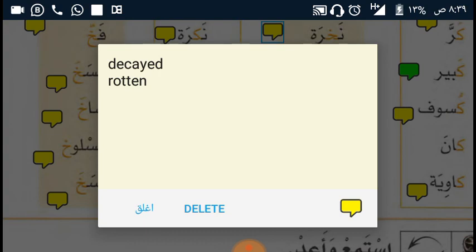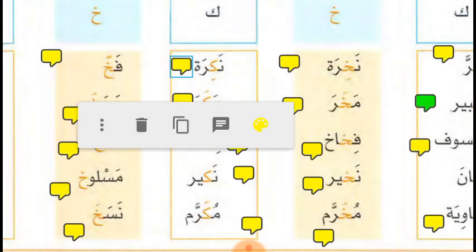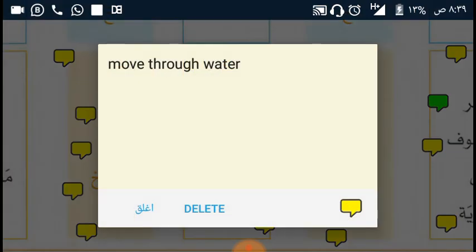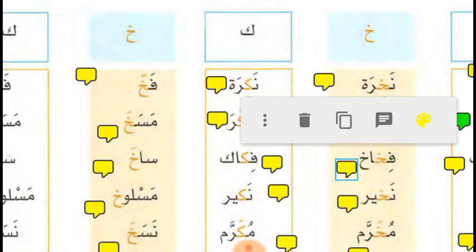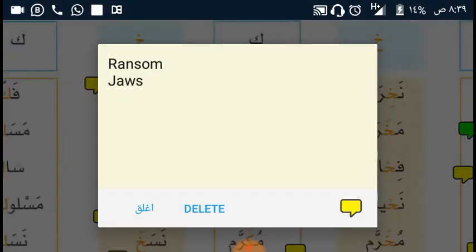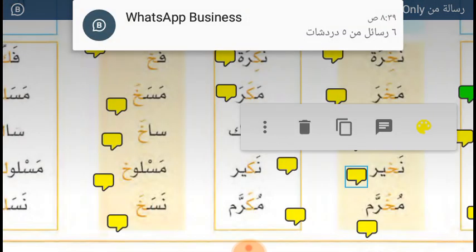Then nakhira means decayed, rotten. Nakira means indefinite, common noun, nobody. Then makhara means moving through water. Then makara means cunning, plot, trick, deceit. Then fikhakh is a plural of trap, which is called traps. Then fikak means ransom. Nakhir means snort.